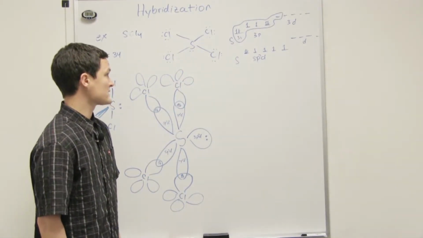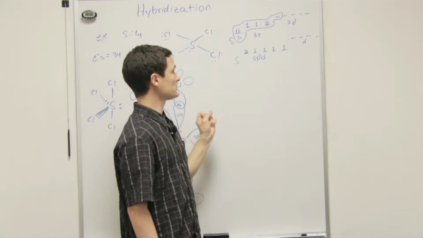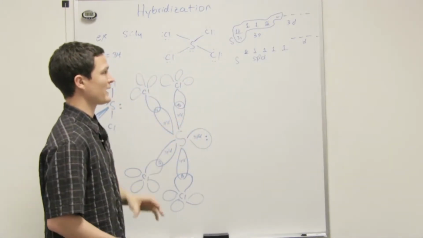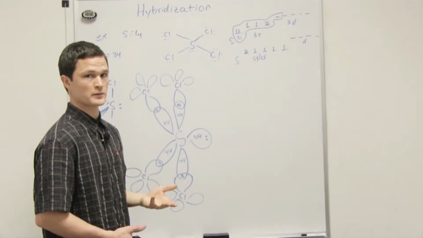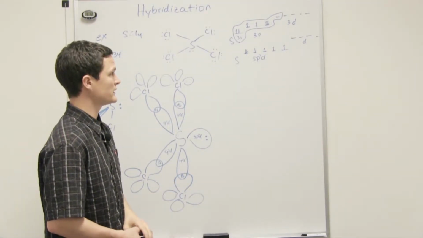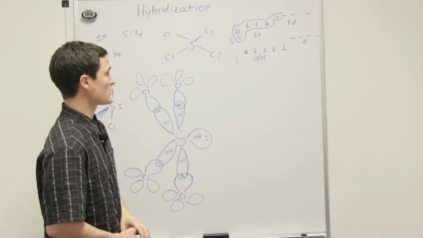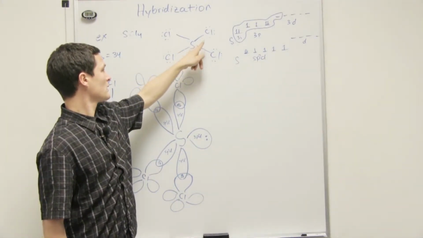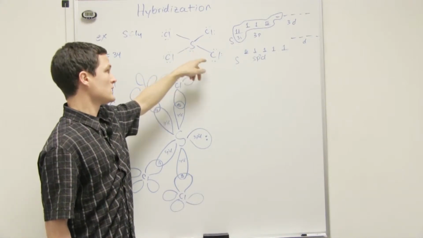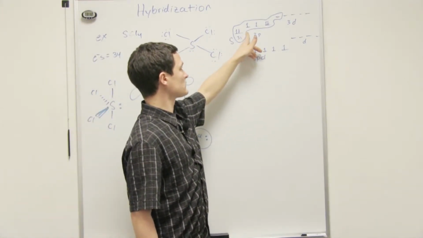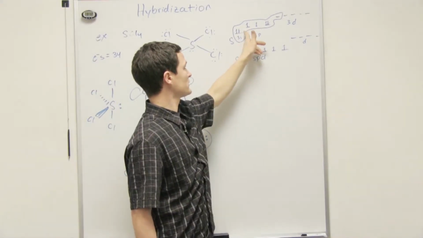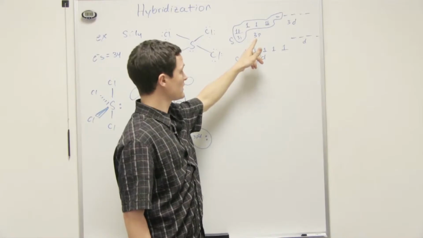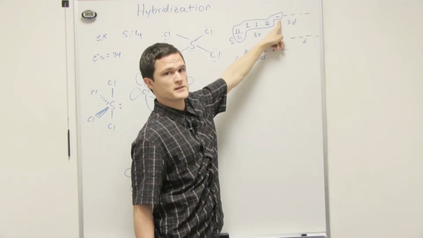What that means is that we've gone beyond the octet, and when we do that we have to go past the p orbitals when we hybridize. So we include the d orbitals. So we say to ourselves, how many electron groups are coming off of the sulfur? We have a total of 5. So previously we would say, oh, well, if we have 4, then we have to include the s and the 3 p's. But we have one more that we need. So we have to go into the d's, which we see here.